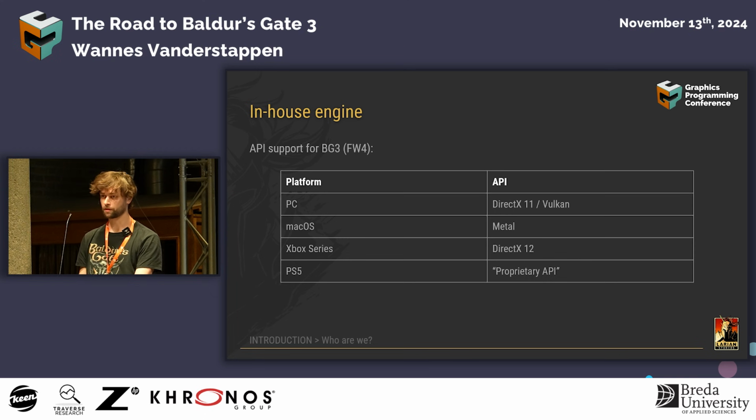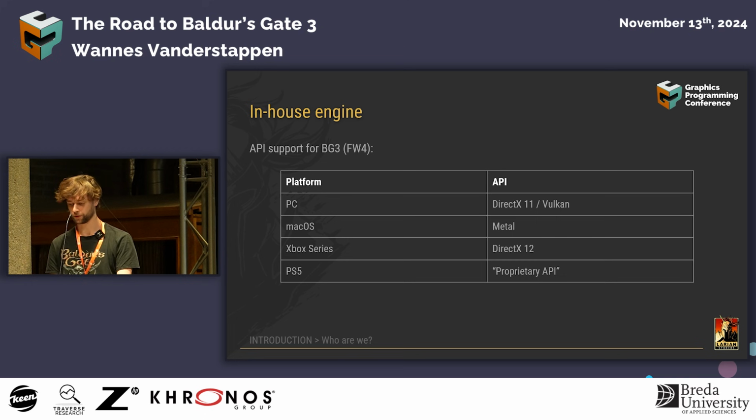With all those platforms, obviously, there's also a lot of APIs that we need to support. So for PC, we shipped with DirectX 11 and Vulkan. For macOS, we used Metal. For Xbox Series, we used DirectX 12. And for PS5, well, they're a proprietary API. I will be mostly focusing on DirectX 11 and Vulkan and DirectX 12, but some general concepts will, of course, also apply to the other APIs.